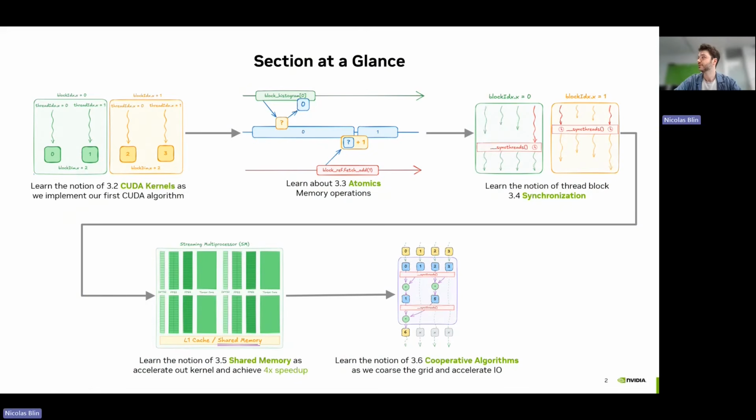So first, we'll talk about what CUDA kernels are. We'll learn about atomic operations. We'll learn about the notion of synchronization between threads. Then we'll talk about shared memory and how it can improve performance. And finally, we'll discuss what we call cooperative algorithms.